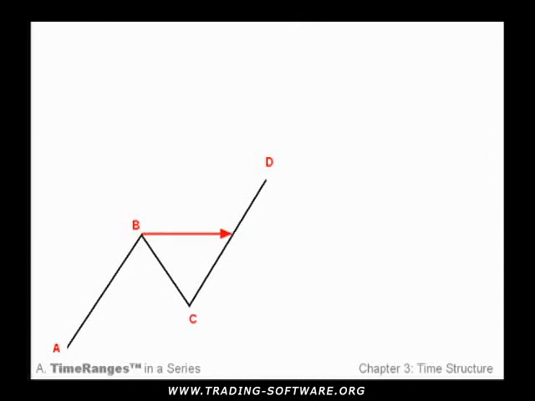And a time range is simply the distance from a pivot high, in this case, to the bar that breaks above it. You can count that as the number of bars in between, the number of minutes or hours or days. It doesn't matter. That's how wide that time range really is.